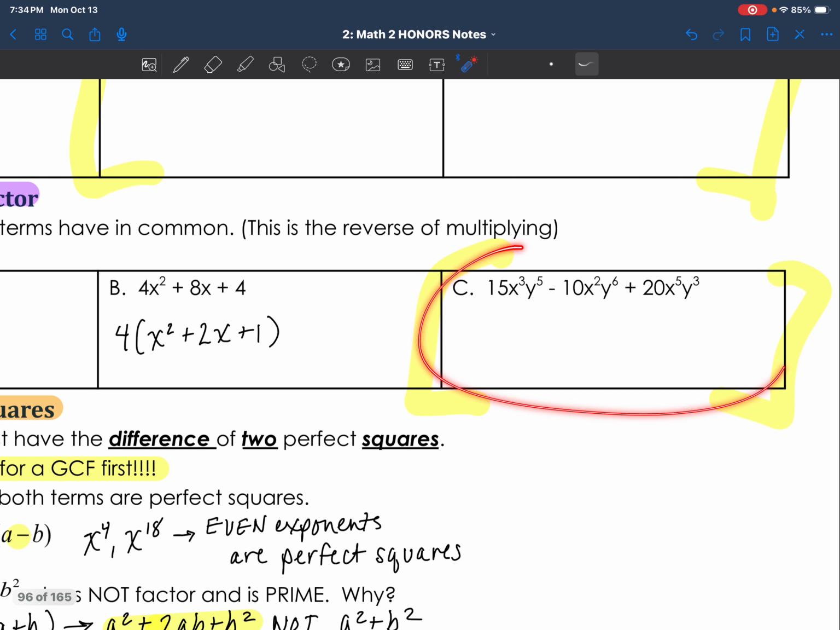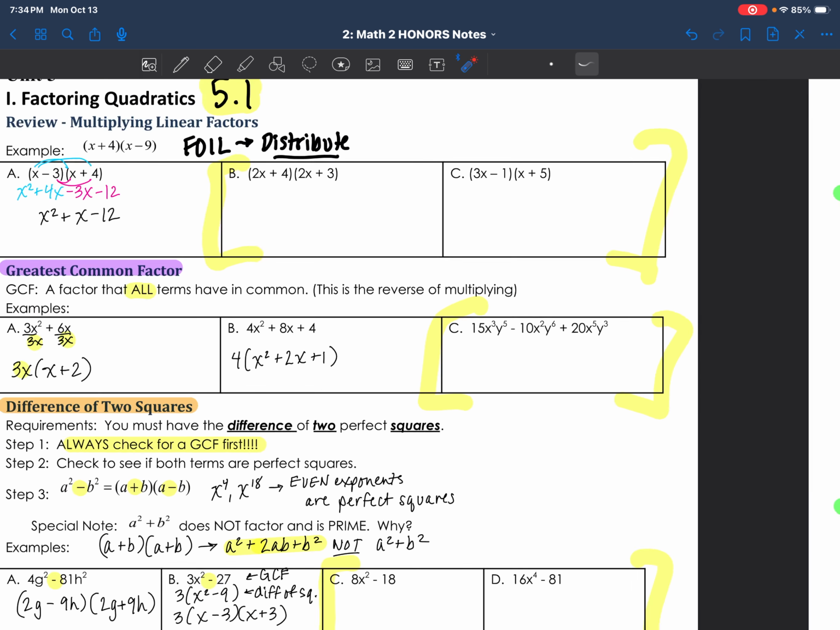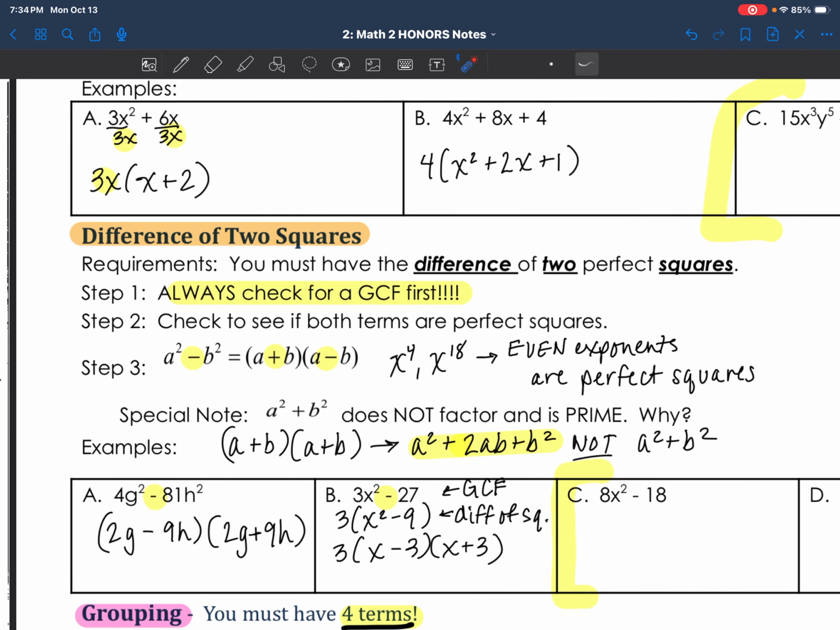All right, go ahead, try this one. And in this, you will have some numbers, and you will potentially have an x and a y as a GCF. So think of what all the factors they have in common, and that is your greatest common factor.